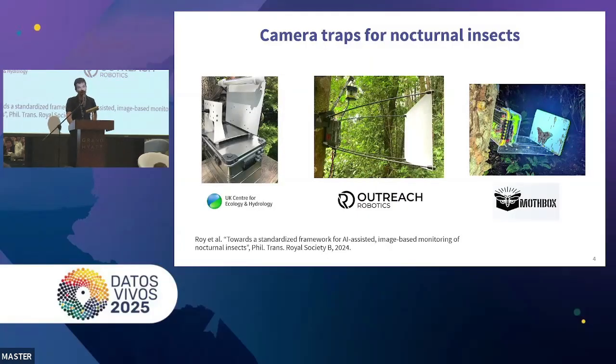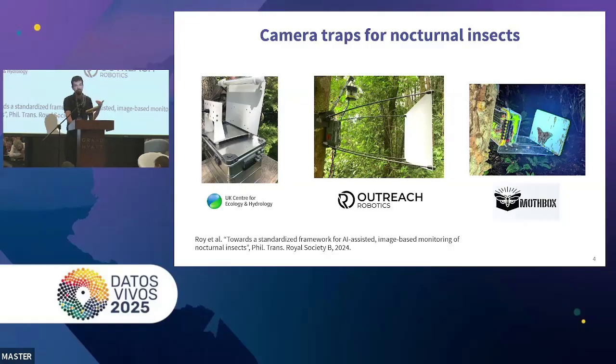Now, we're trying to attack the problem of data availability for insects using camera traps. There are a range of options which are increasingly being built by some of our partners, the UK Centre for Ecology and Hydrology, Outreach Robotics, and the Mothbox. Mothbox, I should note, is actually open source. These are some of the many different solutions being built on the hardware side for camera trapping insects. These all have some kind of UV light which will attract nocturnal insects. The best way to get a large number of insects to a single place is a white sheet that they come to, and a camera which will take photographs automatically.